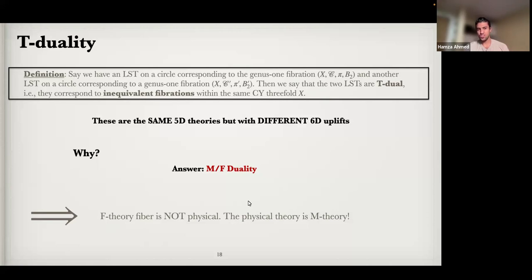Because F theory is really just a tool that we use. It's not a physical theory. And one way you can think about it is because in 12 dimensions, we don't have a supergravity theory that it could reduce to at lower energies. So the point is that the reason you have the same 5D theories is because you can move from this vibration to this one in M theory.